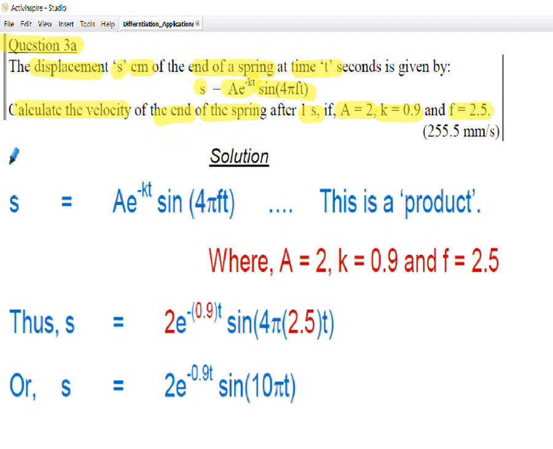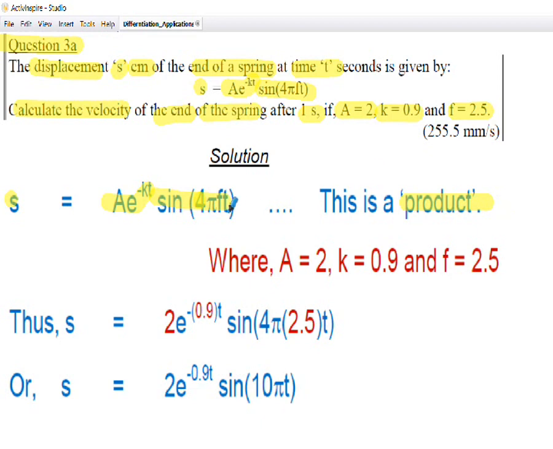So the first thing is noting s is equal to a e to the minus kt sine of 4 pi ft, that this is actually a product. So we're differentiating a product here. We've got a function of t, the e to the minus kt is a function of t, and also the sine of 4 pi ft is a function of t, and they're multiplied together, so they're a product, so we must be aware of that.